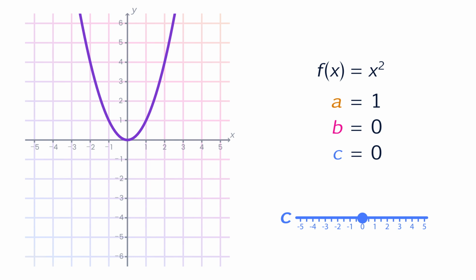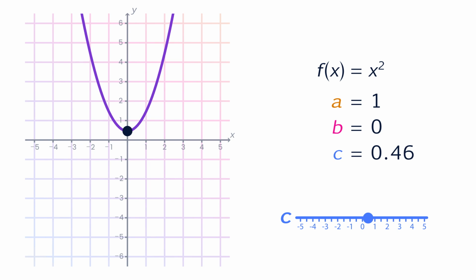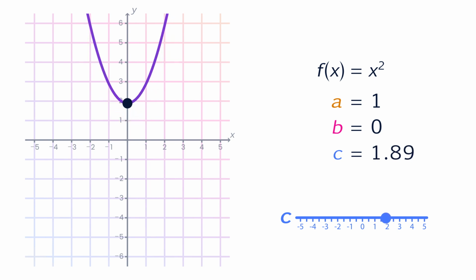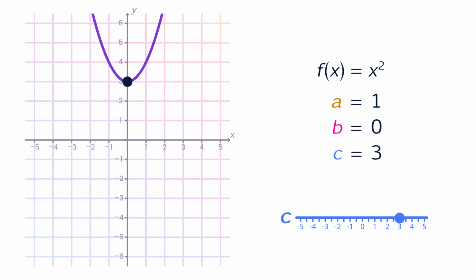Now, what happens when we change the value of c? The y-intercept changes accordingly. If c equals 0, then the y-intercept equals 0. If c equals 3, then the y-intercept equals 3.